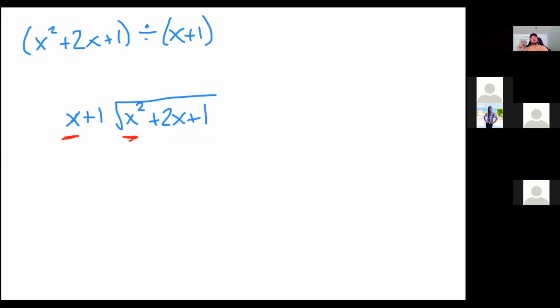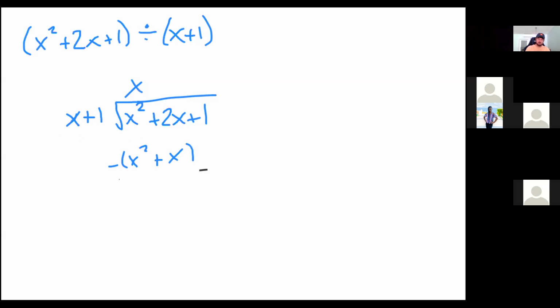So what do I need to multiply my x by to get to x squared? Someone please unmute themselves and tell us. X. Yeah, just need to multiply by an x. So I'm going to take that x, multiply it by an x plus 1, which will give me an x squared plus an x, and I'm going to subtract that from x squared plus 2x plus 1.